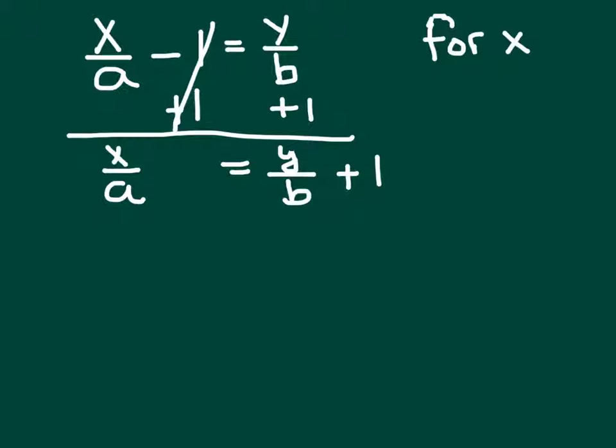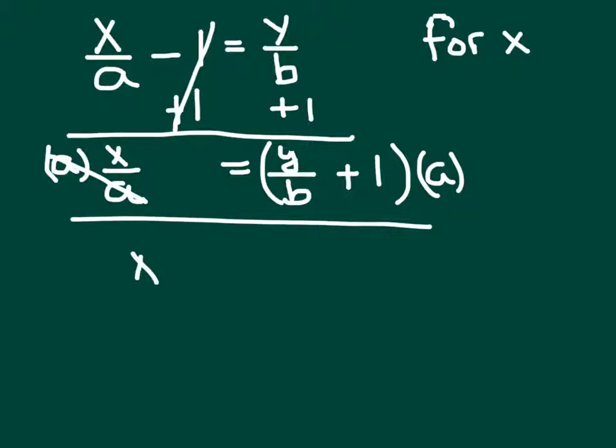Now the x is over an a. That means the a is dividing. The x is divided by a. So we'll multiply everything by a on both sides. So those cancel out, and you're left with x equals a times y over b plus 1.